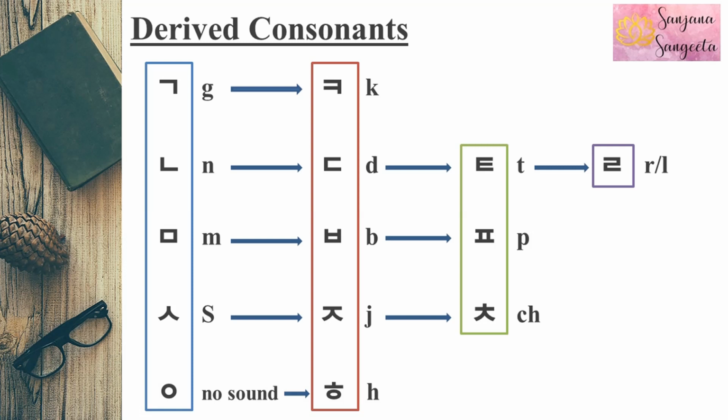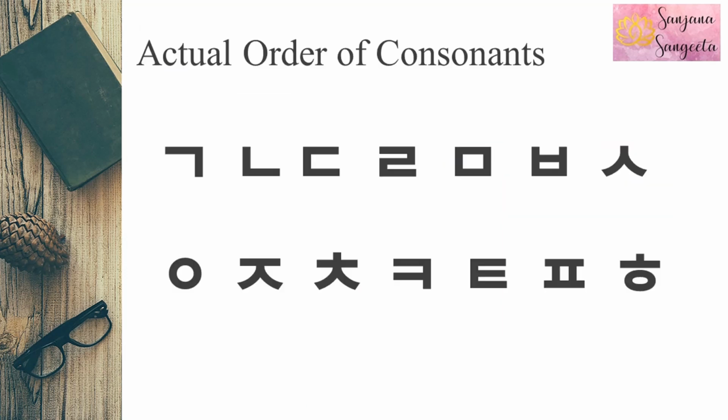The next consonant is H, like H in English. This is the actual order of consonants: G, N, D, L, M, B, S, J, Ch, K, T, P, H.